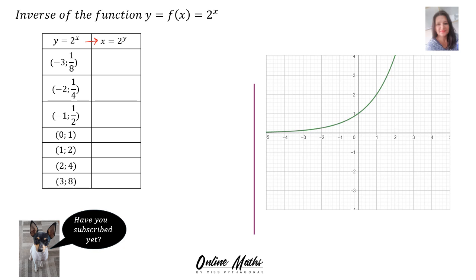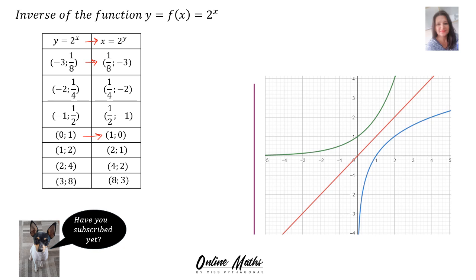Now, let's swap all the coordinates. (-3, 1/8) becomes (1/8, -3). The next one, (-2, 1/4) becomes (1/4, -2). (-1, 1/2) becomes (1/2, -1). (0, 1) becomes (1, 0), which is a very important coordinate, that one. You will always fill that one in on your graph. And then (1, 2) becomes (2, 1), (2, 4) becomes (4, 2), and (3, 8) becomes (8, 3). And then our graph will look like that.